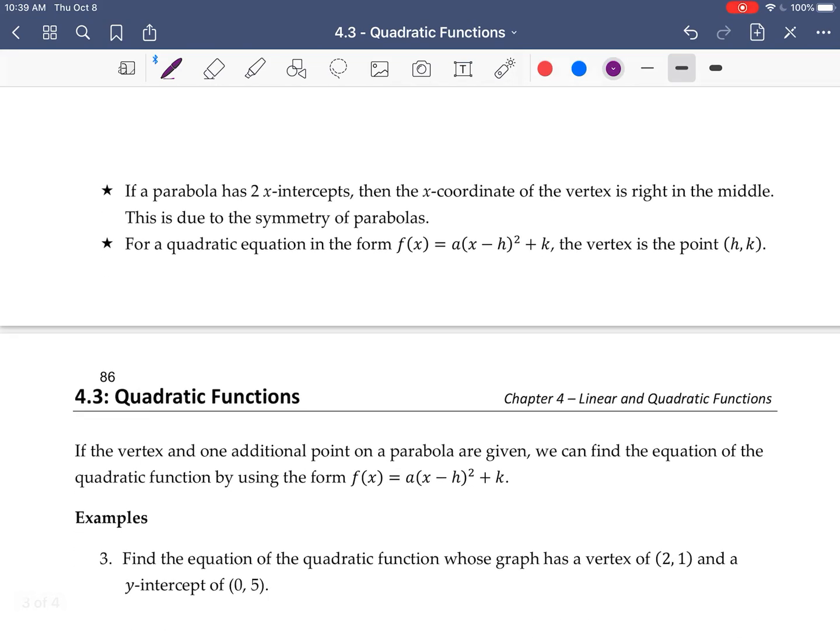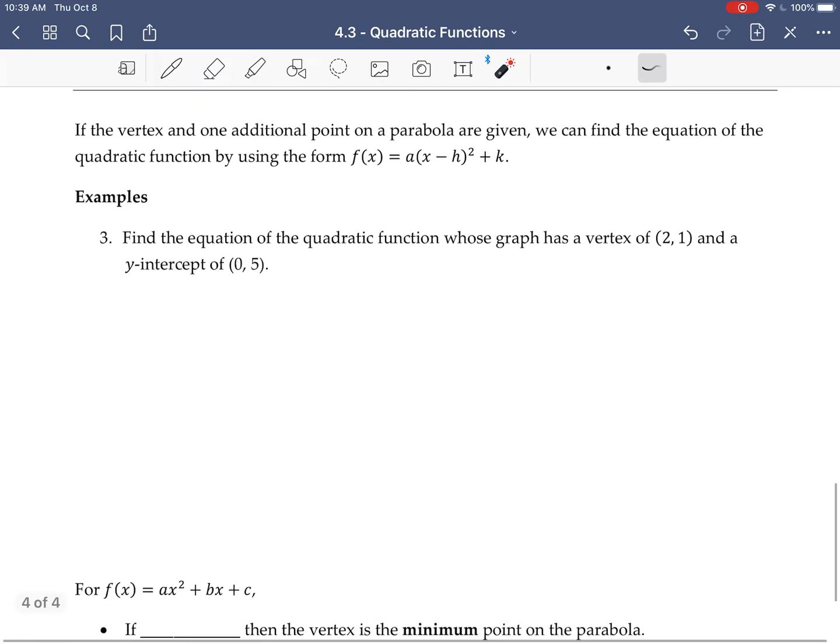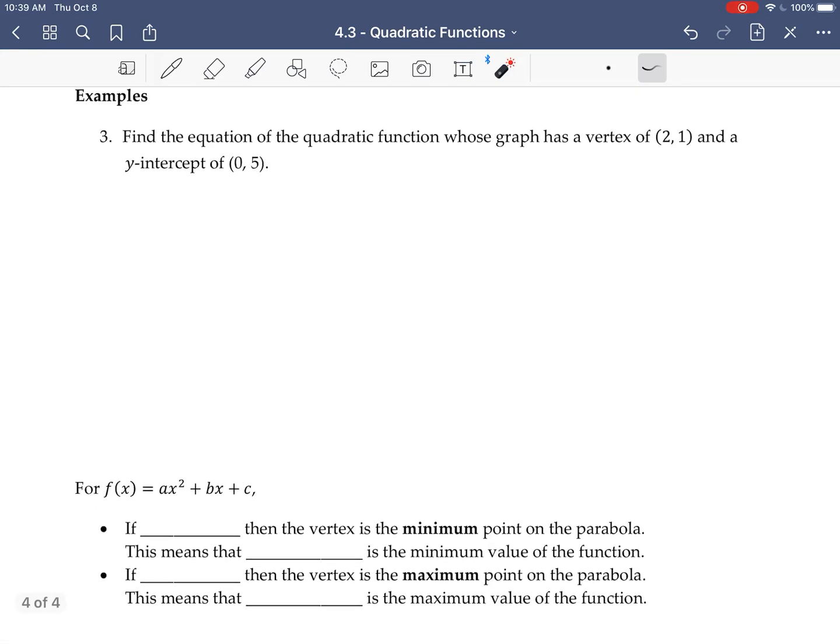So this is what I mentioned earlier. If the parabola has 2 x-intercepts, then the x-coordinate of the vertex should be right in the middle of them. That's because of where the axis of symmetry is, and that's why it's at -b over 2a, which comes from the quadratic formula. Now, if you're given the vertex and one other point, then we can find the equation and therefore the graph of the function. So let's do an example like that.